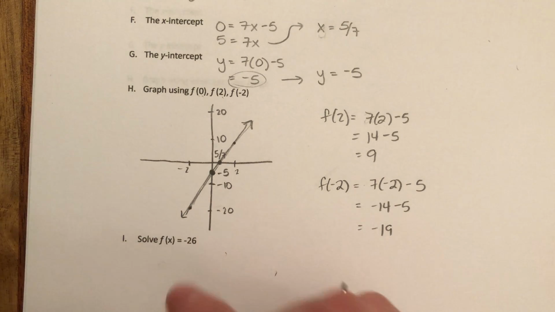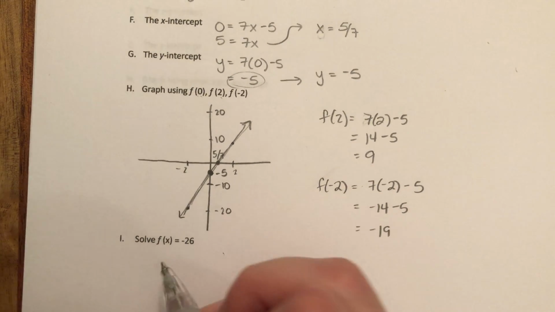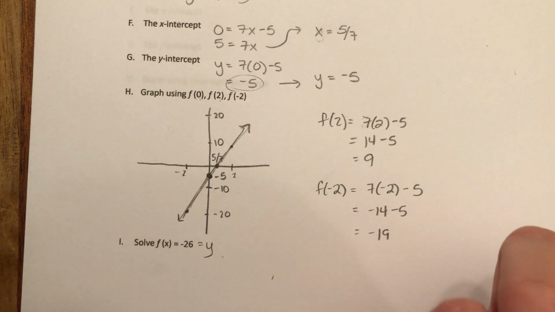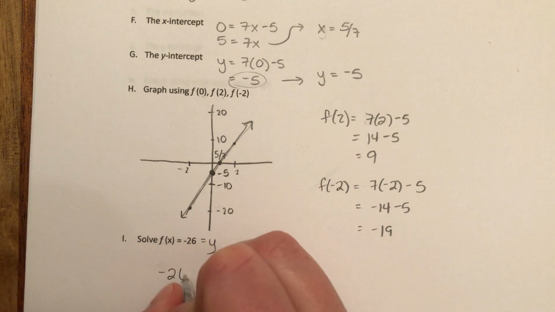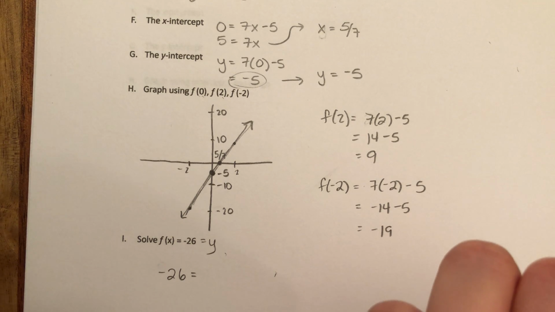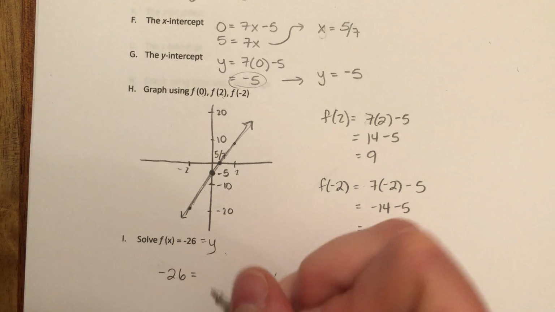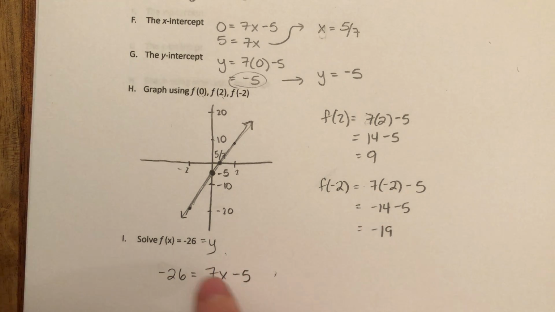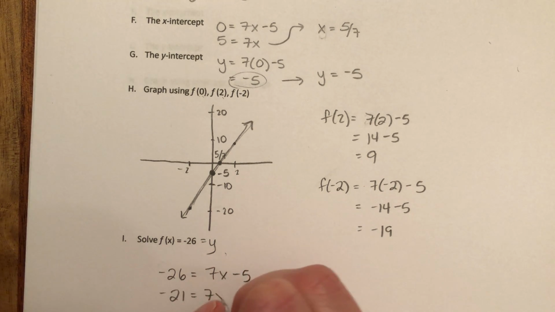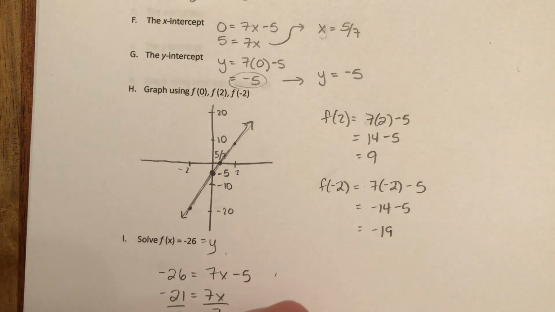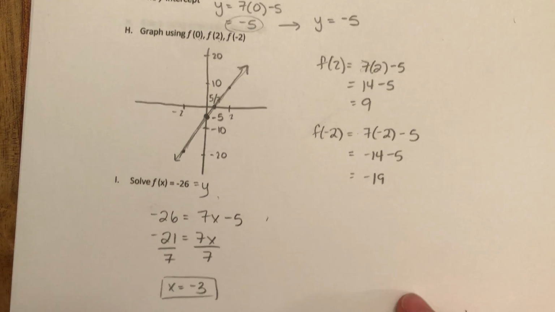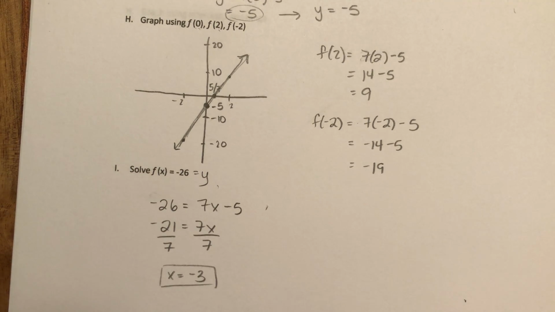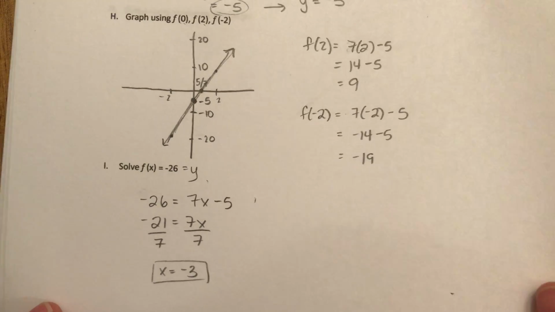Okay, what solve f of x equals -26 means is that the value of the function, or the y value, is equal to -26. So I'd plug that in as the y value, or the value of the function, the value of f of x, and that would have to equal 7x minus 5. And so I'd be solving for the x value that makes that true. So then I have to add 5 to both sides. Divide both sides by 7. So x would be -3. Okay, so this is just lots of different things that we can do with these functions.